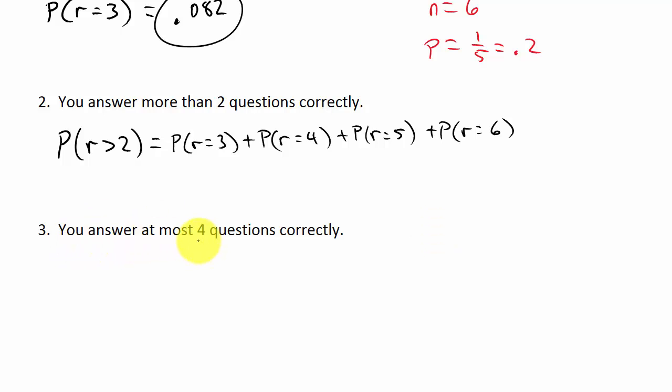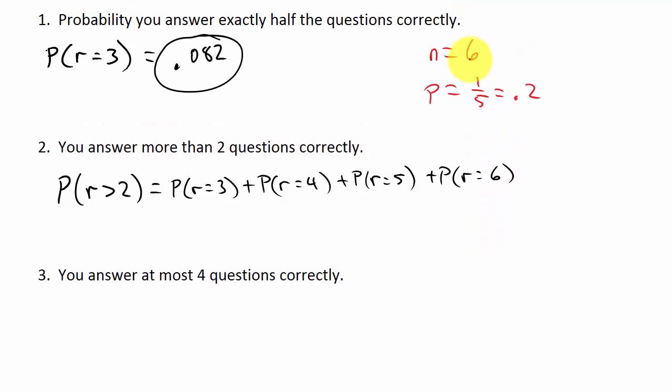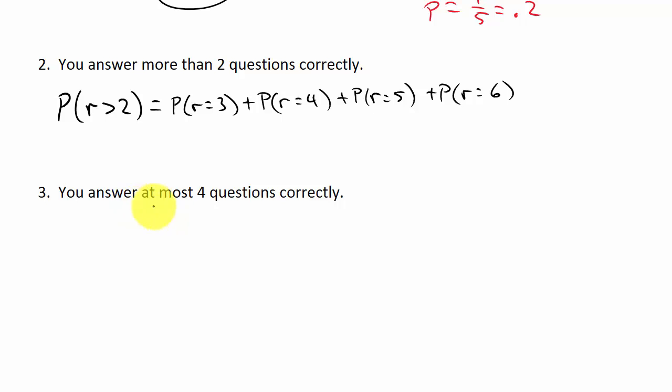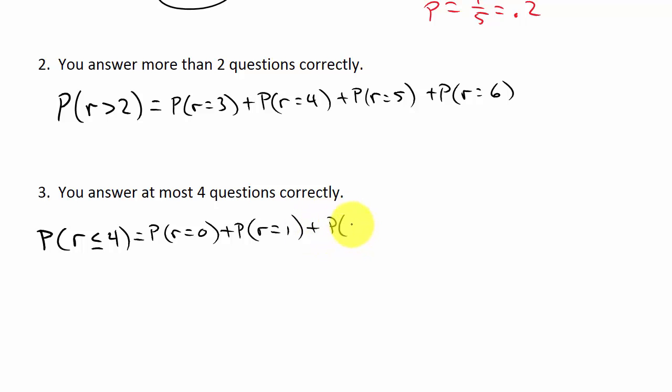Then you answer at most 4 questions correctly. We only go up to 6 here because that's what n is. So you answer at most 4 questions correctly. That's the probability that r is less than or equal to 4. So that's r is 0 questions correctly, or 1, or 2, or 3, or 4 questions correctly. And then you would look each of these up.